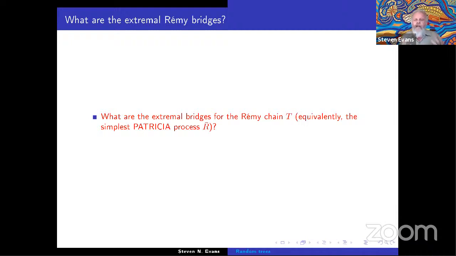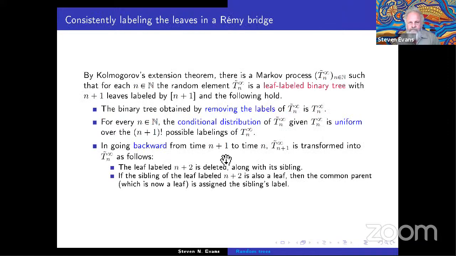So we're left with the question, what are the extremal bridges for the Rémy chain T, or equivalently the simplest Patricia process R bar? So let's start working our way towards delineating what all of those are.